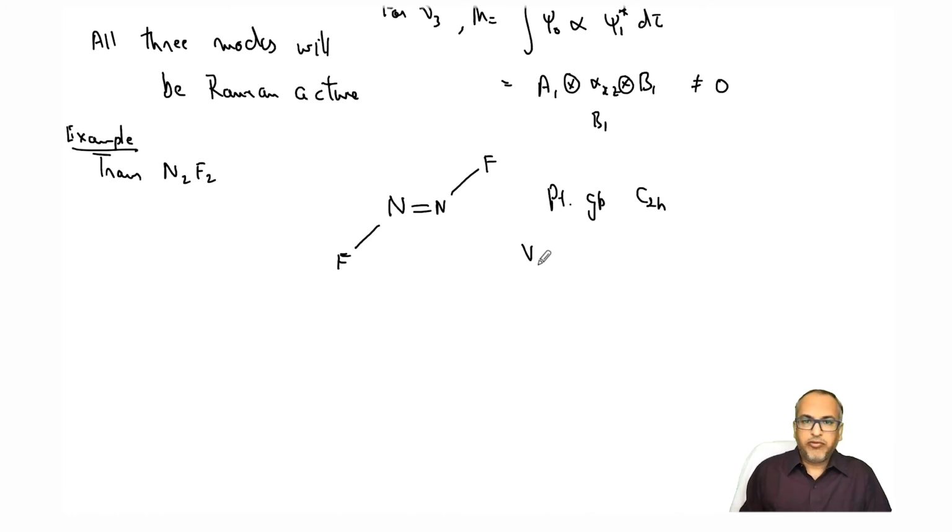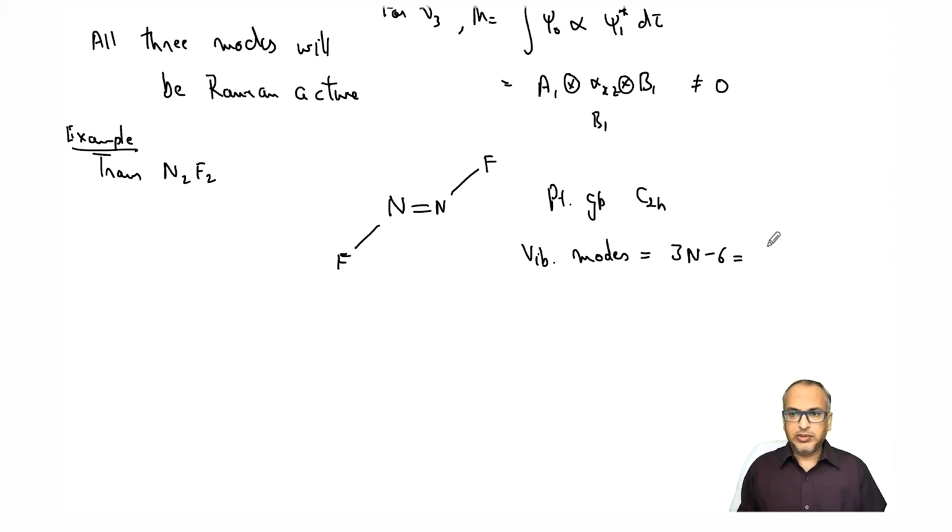And the number of vibrational modes, if you calculate, this is a non-linear molecule, so 3n minus 6. This will be 6, right? N is 4. So 4 times 3 is 12, and then out of 12 you have 3 translational and 3 rotational. So you are left with 6 vibrational modes, right? Okay, let's try to find out what those 6 vibrational modes are.